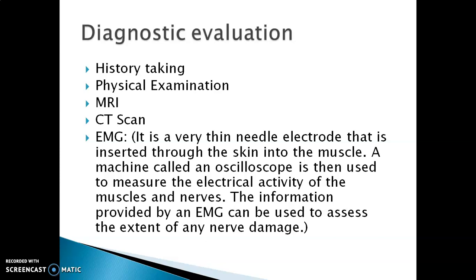If not, then we have to go for further investigation, like MRI, CT scan, and electromyography. In this, a very thin needle or electrode is inserted through your skin into the muscle, and an oscilloscope, a machine, is used to measure the electrical activity of the muscle and the nerve. The information provided by EMG can be used to assess the extent of the nerve damage.